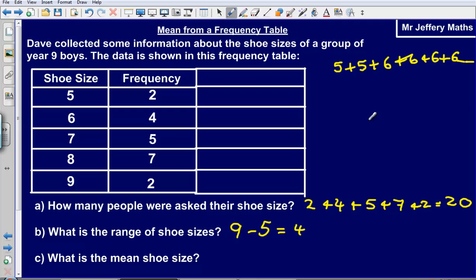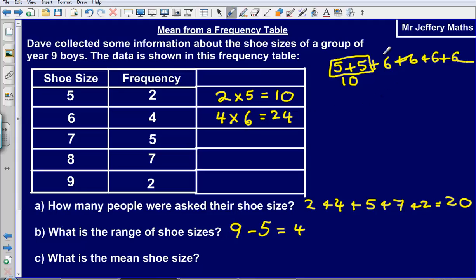There is a quicker way that we can go about doing this. What we can do instead is simply multiply the frequency by the shoe size, and that gives us a little shortcut. So we said that 2 people have a size 5 shoe. So we can do 2 multiplied by 5, that gives us 10. What that has basically done is just added those 2 together very quickly. Now the next bit, we've got 4 people that said size 6, so 4 multiplied by 6. That gives us 24.